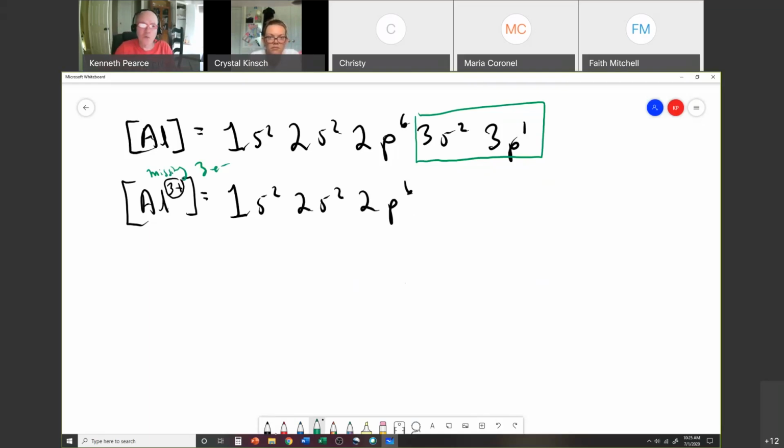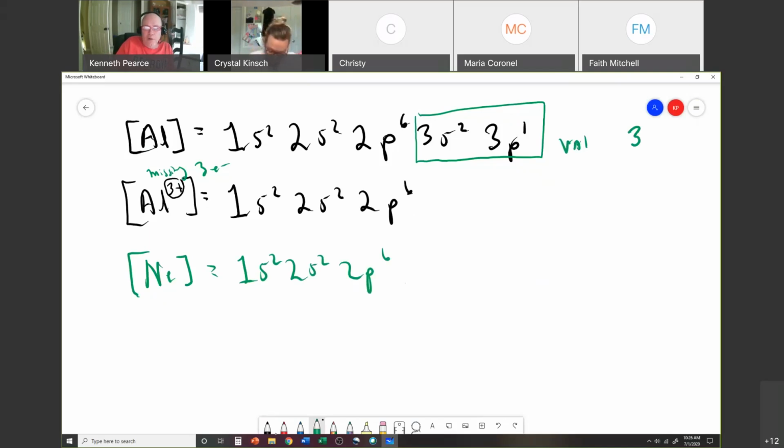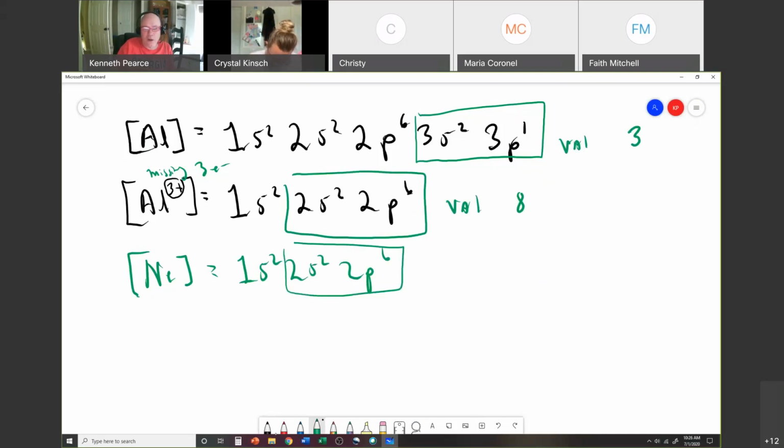All right. Now, who is this isoelectronic with? Well, 2p6 is neon. And so we say neon is 1s2, 2s2, 2p6, and it's isoelectronic. So how many valence electrons do we have up here? Valence is 3 for aluminum, and down here the new shell is actually our new valence shell. This actually has 8 electrons, and this is our valence shell for neon, and now it has 8 valence electrons. It's a previous shell.